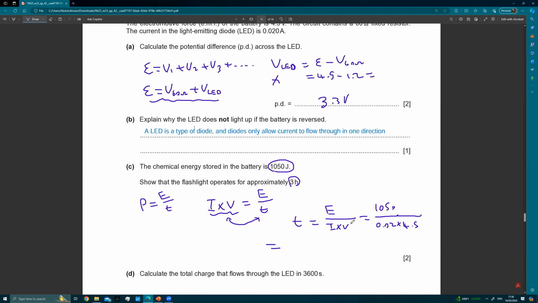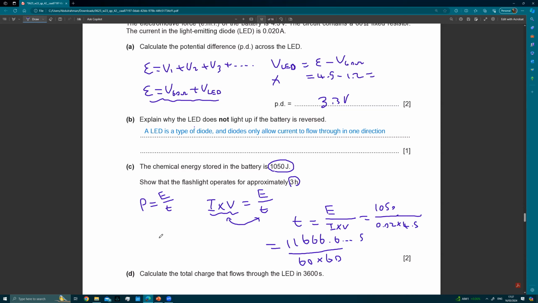So what do we get? Have a look. I get 11,666.6 seconds. But I want it in hours. So to go from seconds to minutes, I divide by 60. And then to go from minutes to hours, I divide by 60 again. So I just do the answer divided by 60 squared, or divided by 3,600.